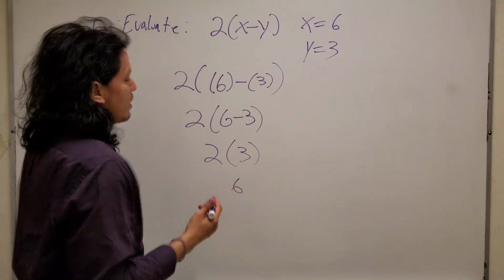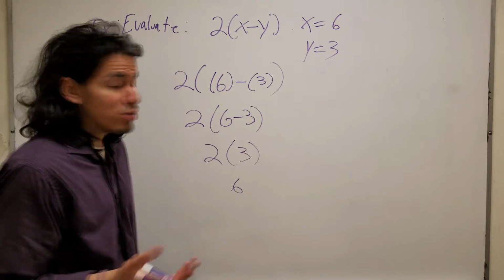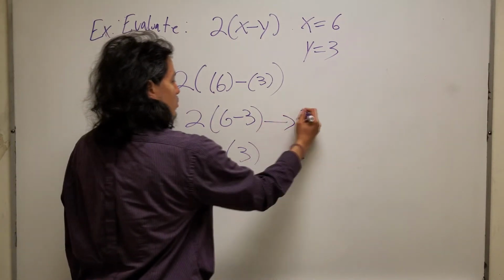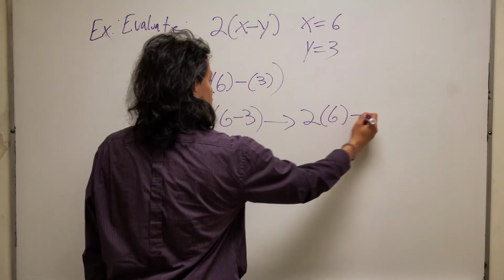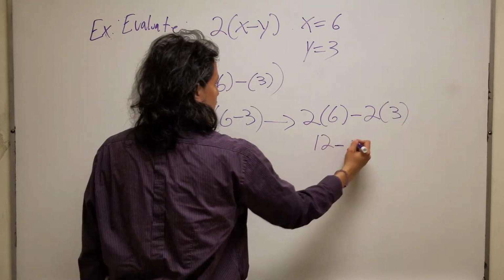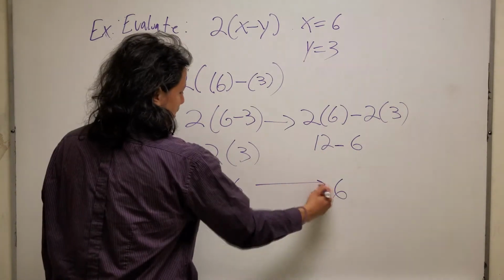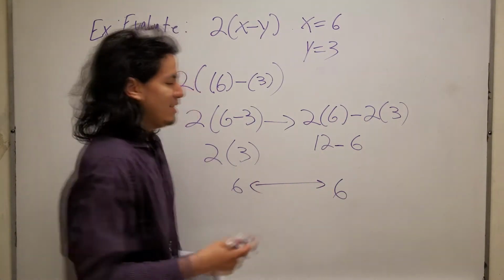Now some people could tell me, oh, but couldn't I have just distributed the 2 into both terms? And I would say yes, but you just have to be careful. So this would be 2 times 6 minus 2 times 3, I'd get 12 minus 6. 12 minus 6 is 6, sorry. And you get the exact same answer.